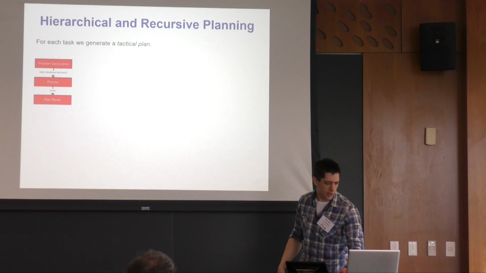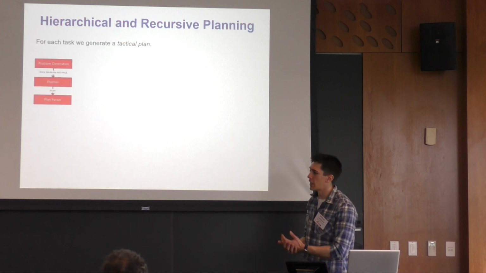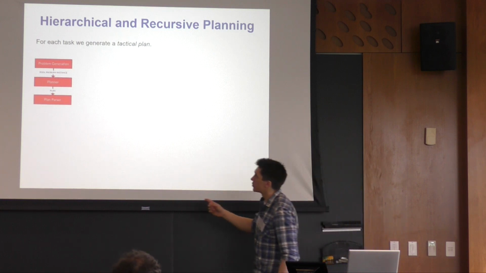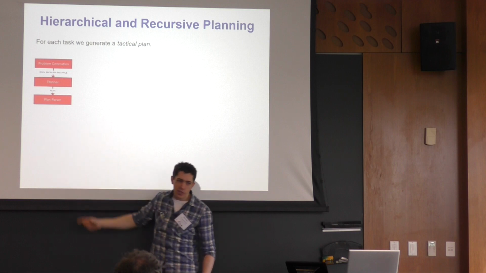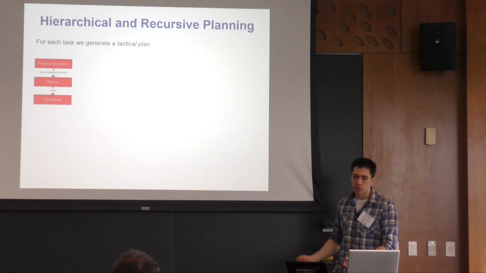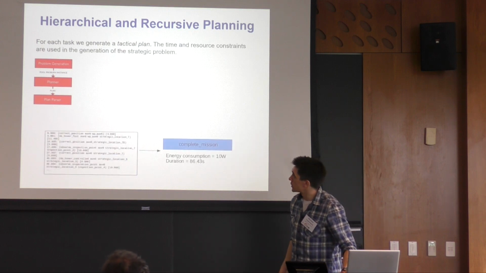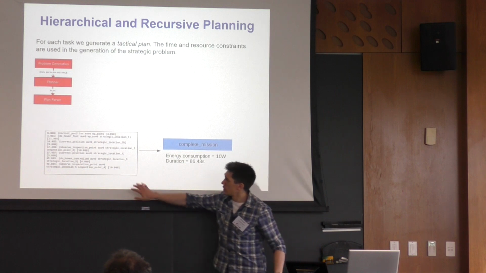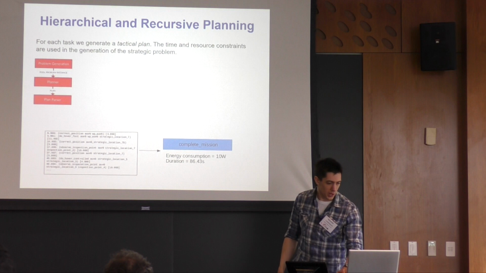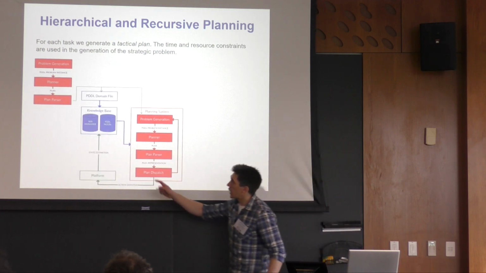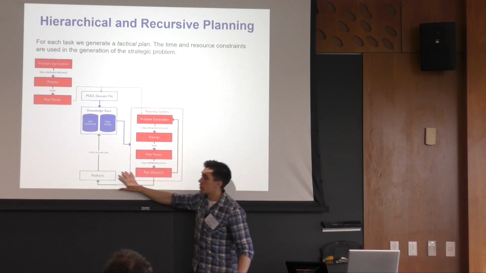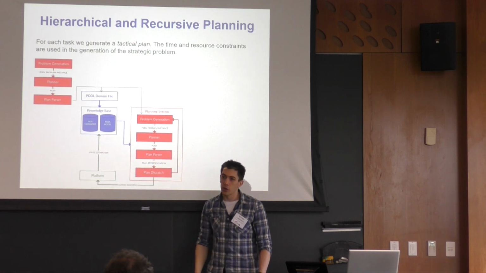Here is the overview of the strategic and tactical planning he talked about. First of all, we generated a tactical plan just by using the problem generation and planner and creating the plan representation as we would in the main system. And this is generating these temporal plans and getting the energy consumption and the duration of it. But these plans fed into the new domain file and problem generation of our strategic level. And this just works exactly as we talked before.